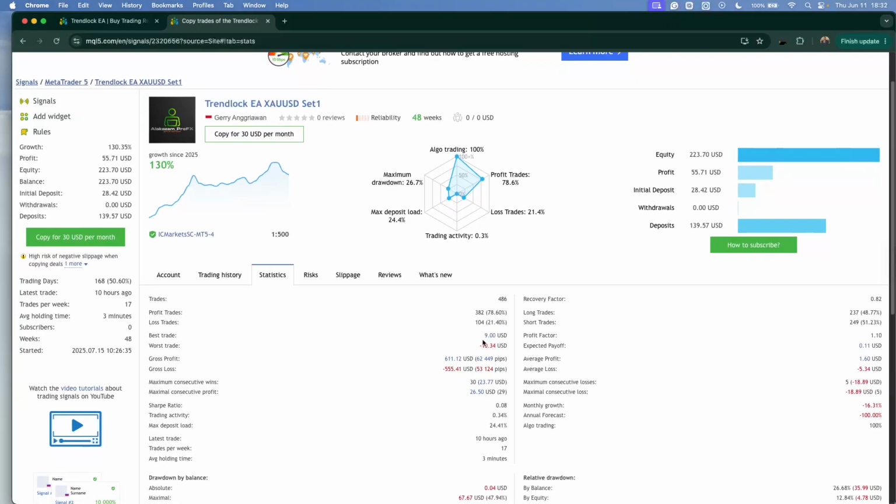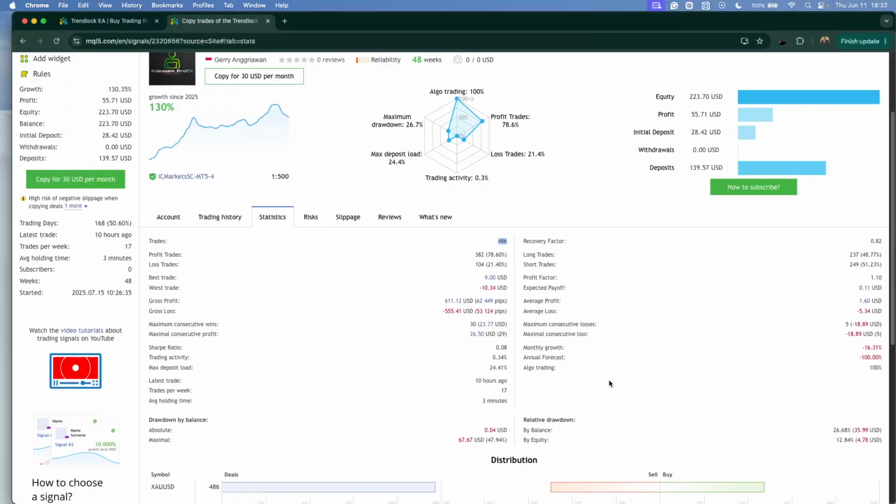But looking at the statistics, you can see profitable trades are 382, giving us a win rate of 78%, which is very impressive. And the losing trades are 21% out of 486 trades in total. Recovery factor of 0.82, and we also have the best trade being $9. Gross profit at the end of everything is $611 US. These are the statistics, actually the numbers behind the Trend Locker.